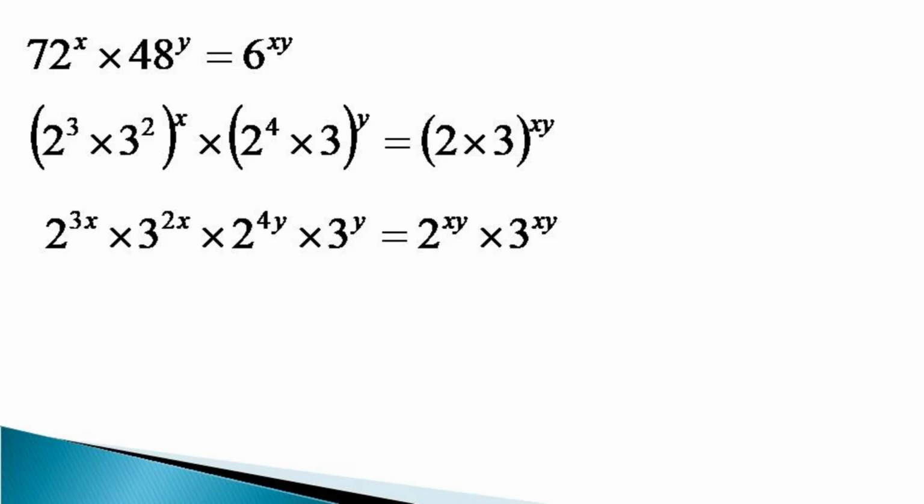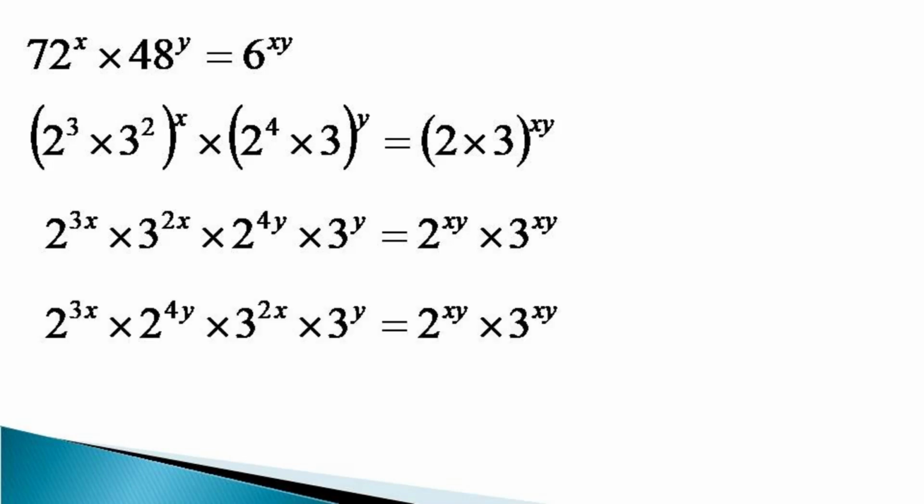On the left hand side, we gather the powers of 2 and powers of 3 together to get an equivalent equation as 2^(3x) · 2^(4y) · 3^(2x) · 3^y, being equal to 2^(xy) · 3^(xy). With multiplication for same bases, the indices get added and the equation becomes 2^(3x+4y) · 3^(2x+y), being equal to 2^(xy) · 3^(xy).